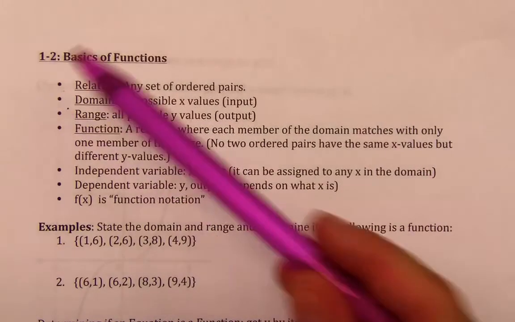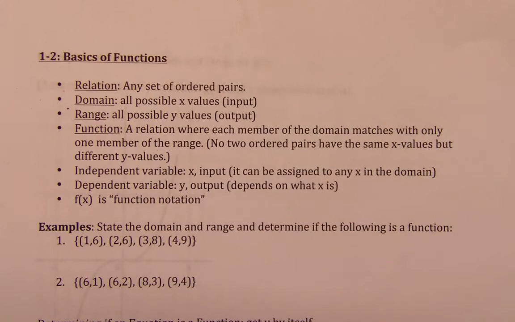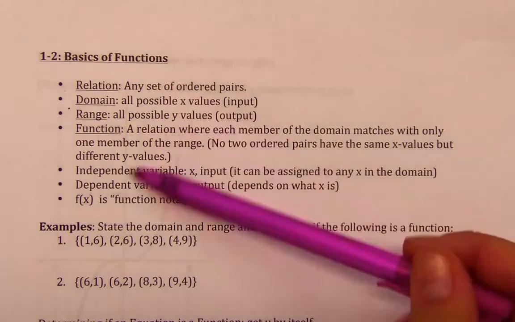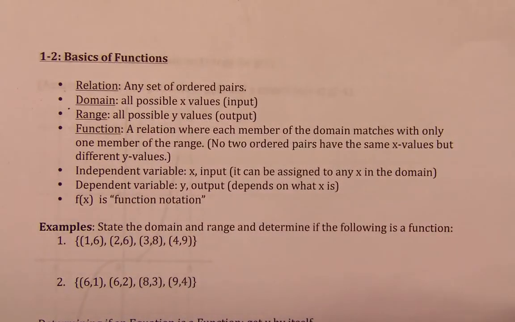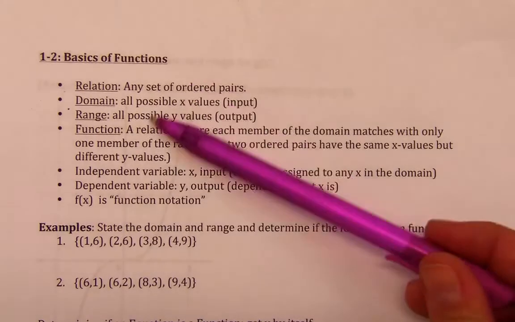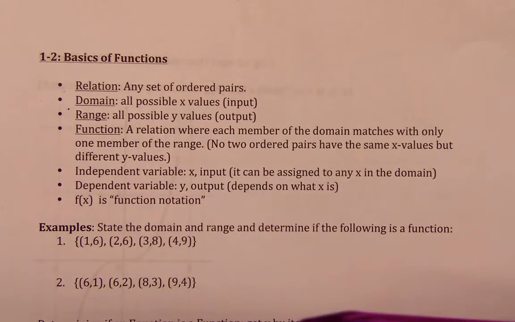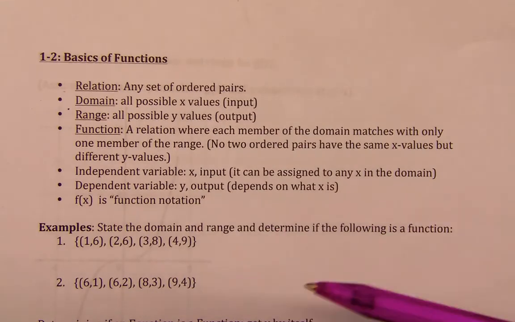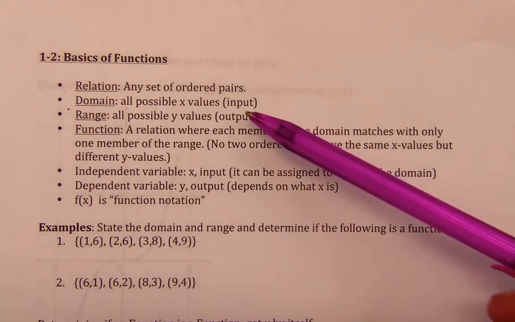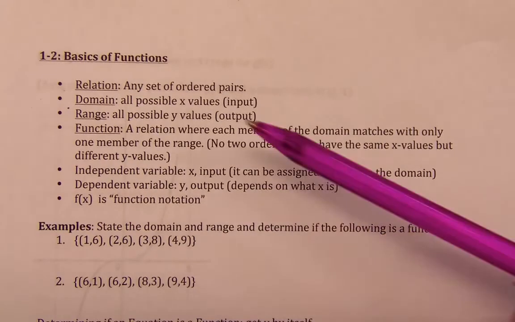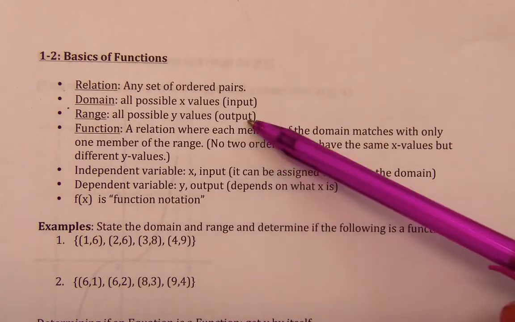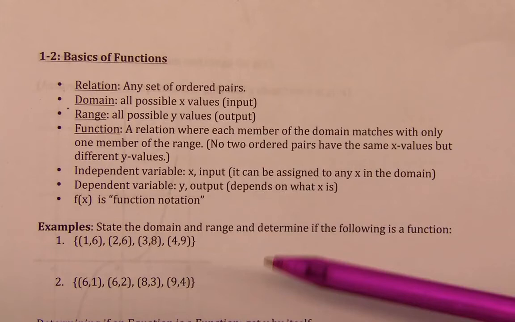Okay, so this is Chapter 1, Section 2, Basics of Functions. At the top of the page here, we have a few definitions that hopefully you've seen before, but if not, please make sure that you review them here. A relation is just any set of ordered pairs, or any relationship between two variables. Our domain is typically our x values, it's the input, and range is our output, typically the y values.